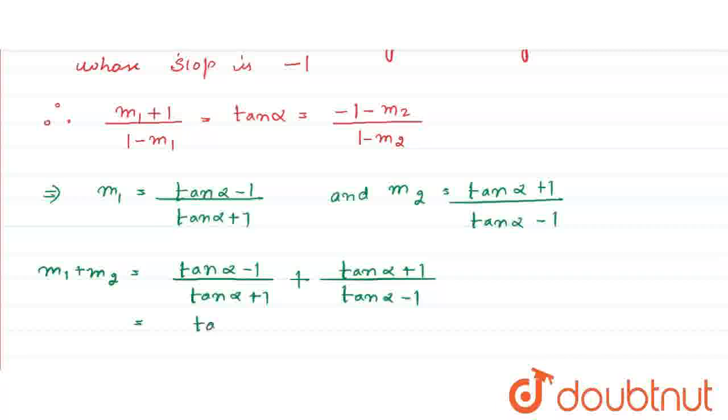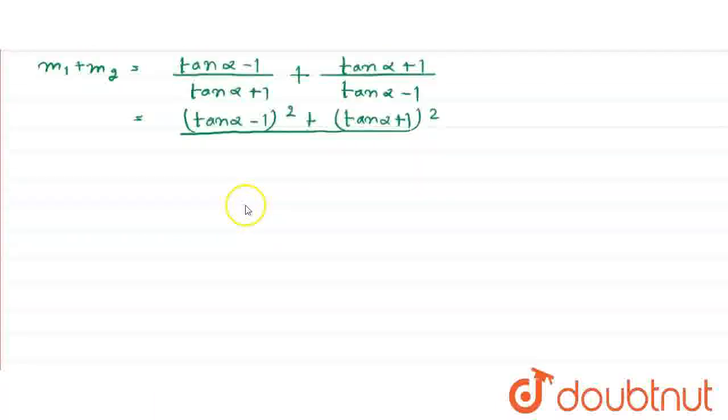So it would be (tan alpha minus 1) whole square plus (tan alpha plus 1) whole square, if I take the LCM, divided by what? If you multiply these two, tan square alpha minus 1, as this is (tan alpha plus 1)(tan alpha minus 1), this is (a plus b)(a minus b), a square minus b square, I can write. Now let's just solve it a little bit.